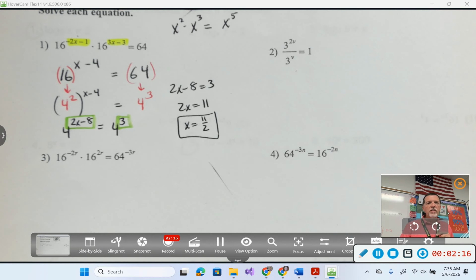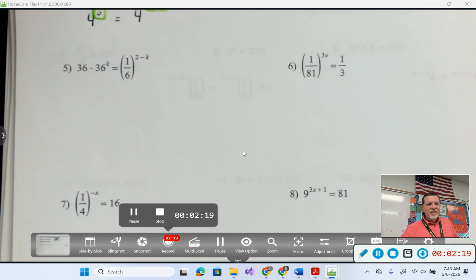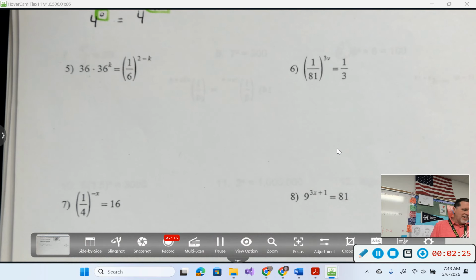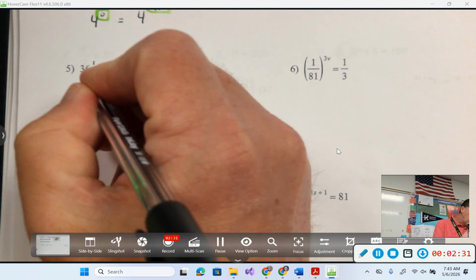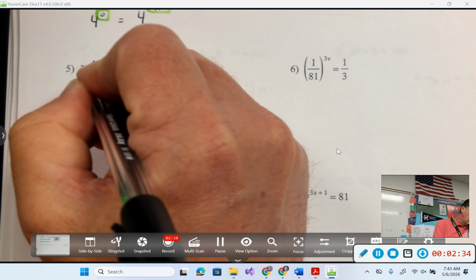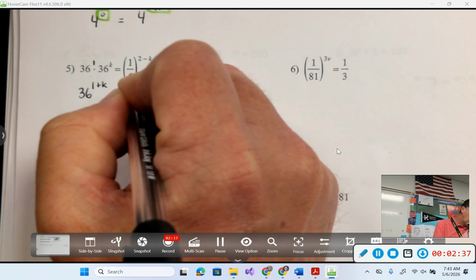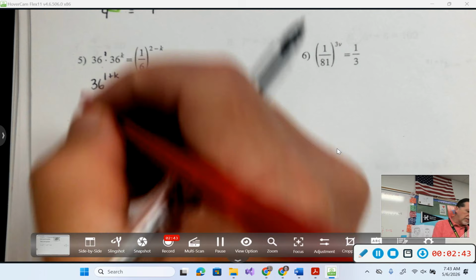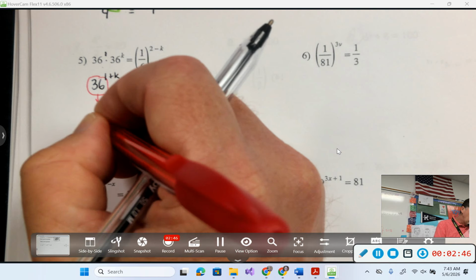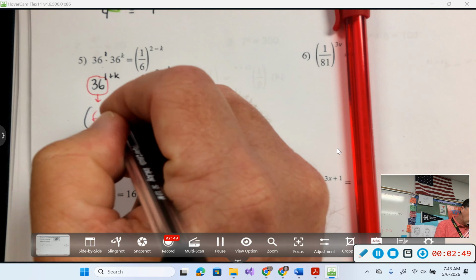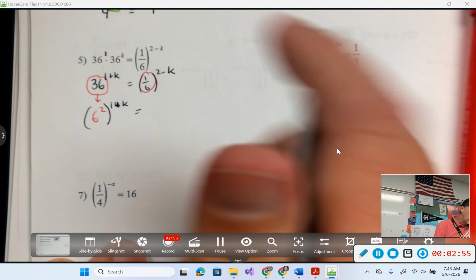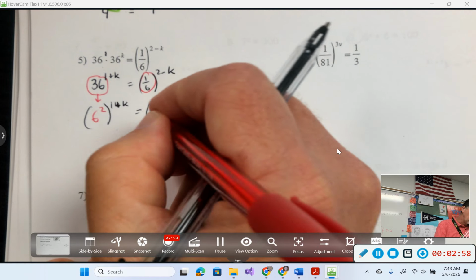Okay, so you try 3, 5, and 7. Number 5. Okay, what's the exponent on 36? 1. Oh, there. So the left-hand side is 36 to the 1 plus k. And then I think I can make both of those have a common base. 36 is 6 squared, to the 1 plus k. And what about 1 over 6? What's another way to write that? 6 to the negative 1.